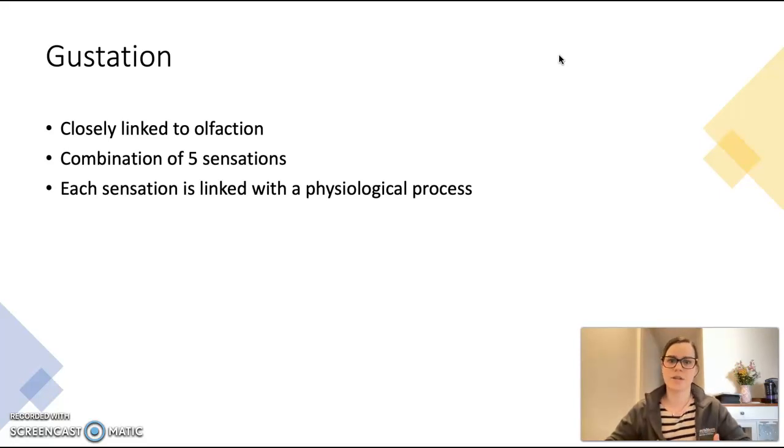Gustation is going to be a combination of 5 different sensations. This is what they've come up with so far. They think that it could potentially be more. So we have sweet, salty, bitter, sour, and umami. They're going to be the 5 different taste sensations, and each one of those sensations is going to be linked with a specific physiological process.